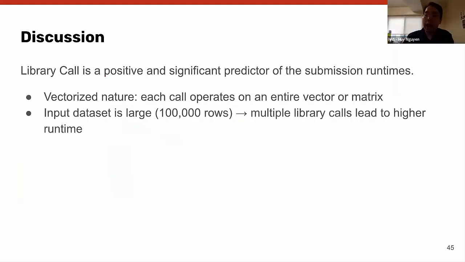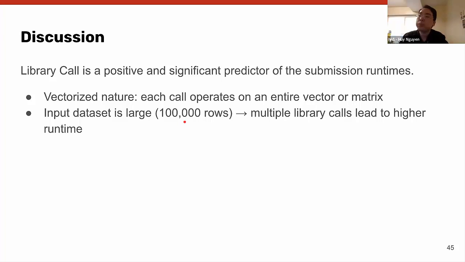So in our next analysis, we ran a linear regression model to examine how each coding metric contributed to the submission runtime. We identified library code as a positive and significant predictor of the submission runtime. We believe that this effect can be explained by the vectorized nature of the library codes, where they each operate on the entire data set. So because there are 100,000 rows, if we process over these multiple times, then naturally that would lead to higher code runtime.